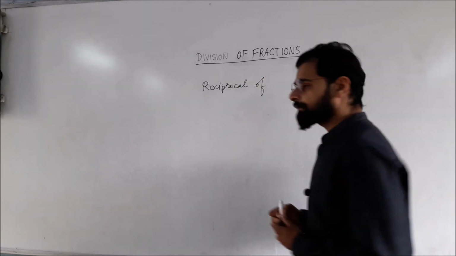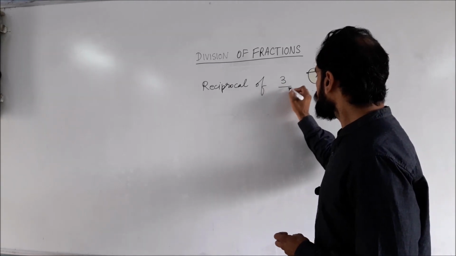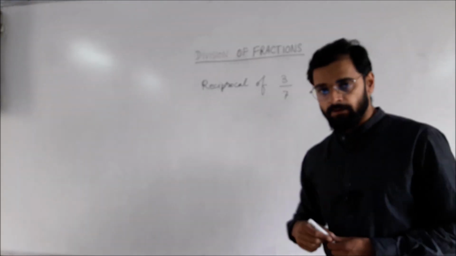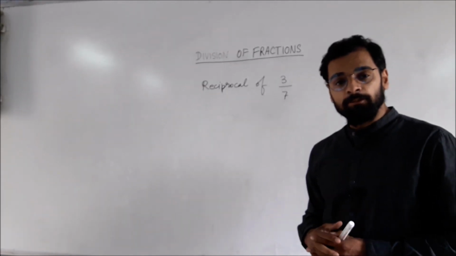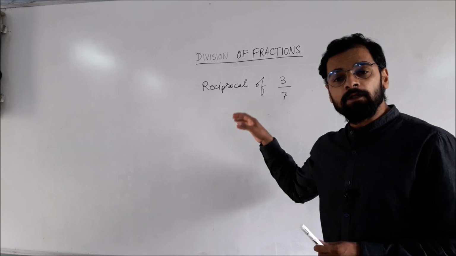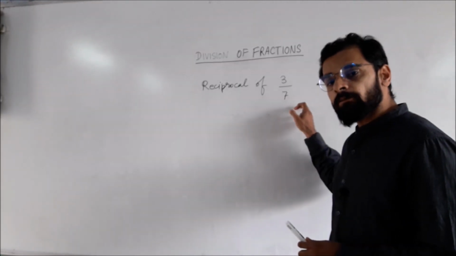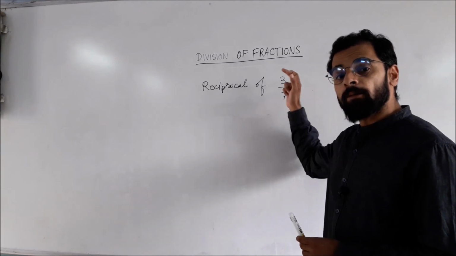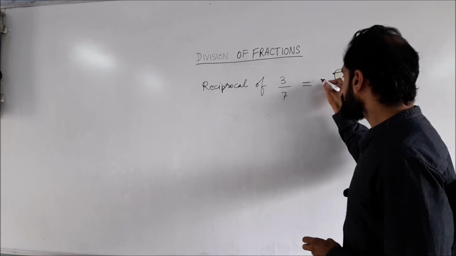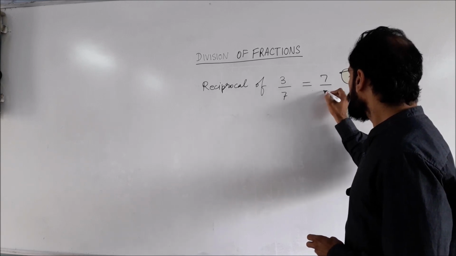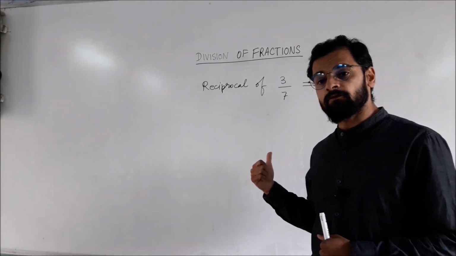Suppose I want to find the reciprocal of the fraction 3/7. 3 is in the numerator and 7 is in the denominator. Now taking the reciprocal means the numerator will be shifted to the denominator and the denominator will go up in the numerator. So the reciprocal of this fraction will be 7/3. Reciprocal of 3/7 becomes 7/3.